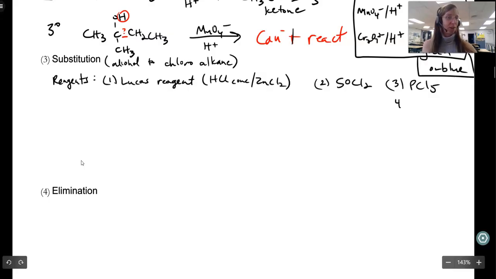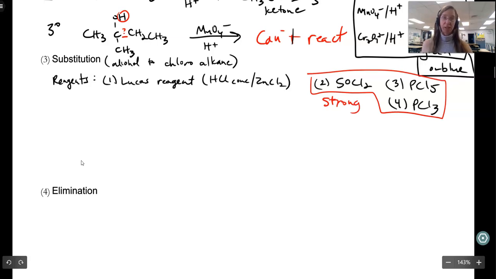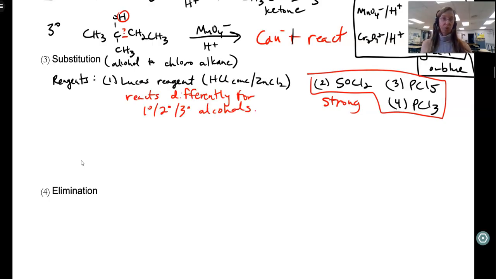Also PCl5. Do you remember seeing PCl5 in Unit 1 for the special shape that it has? And PCl3, phosphorus can have 3 chlorines or 5 chlorines. These last ones are very strong, and so we're going to see them again later. They're very good at adding a chlorine to other things as well. The Lucas reagent is not so strong, but that's actually very useful for alcohols because it will react a little bit differently if it's primary, secondary, or tertiary alcohols.